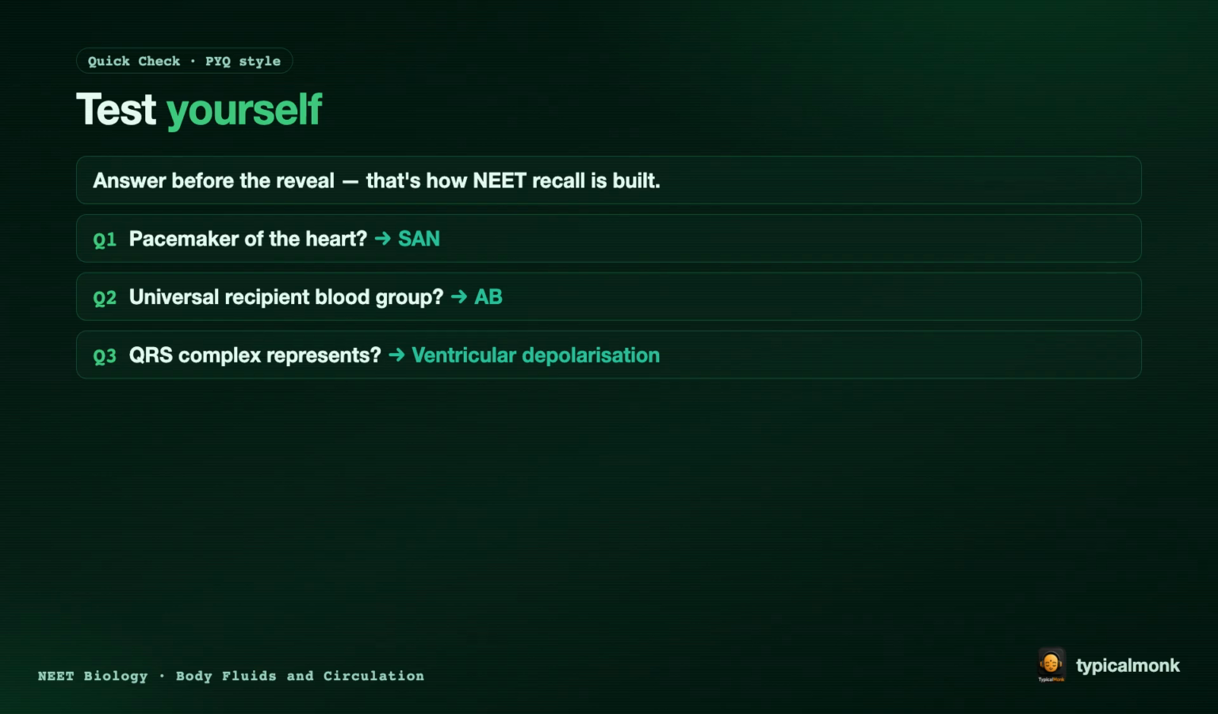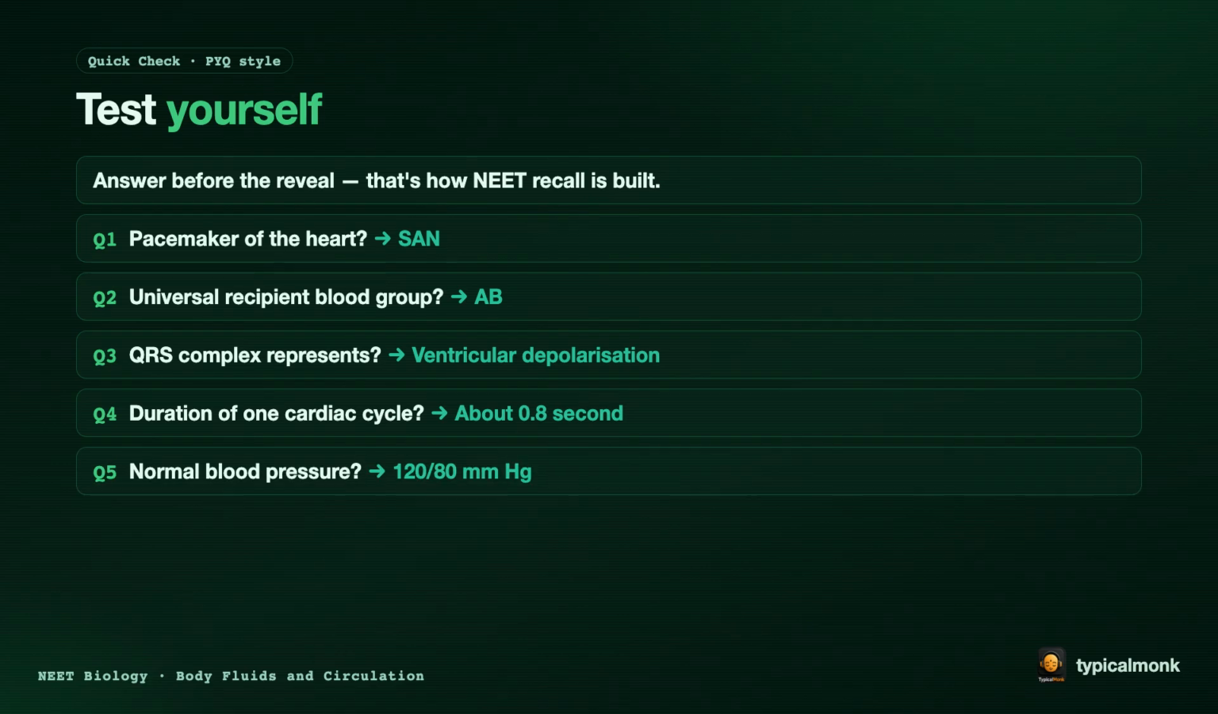Question 3. What does the QRS complex represent? Ventricular depolarization. Question 4. The duration of one cardiac cycle. About 0.8 seconds. Question 5. Normal blood pressure. 120/80 millimeters of mercury.